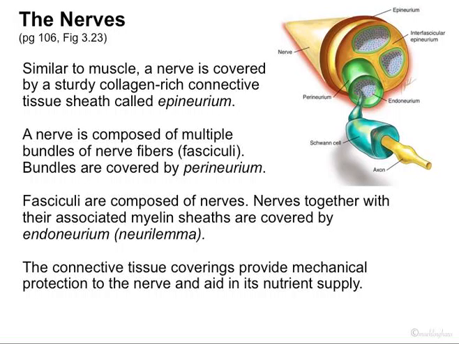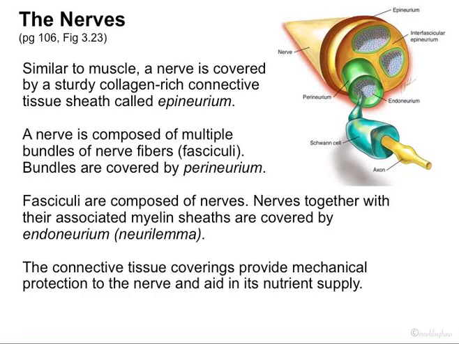And then when we look on the inside, we have multiple bundles of nerve fibers, and those are known as fasciculi. And those bundles, they're similar type nerves, and they're also wrapped, in what we call a perineurium. Just wrappings, envelopes. And then the fasciculi on the inside are composed of many individual nerves, and those nerves together with their associated myelin sheath, that's the fat wrapping around it, are also covered with a membrane, and that membrane is called the endoneurium. Sometimes they call that the neurilemma as well, but endoneurium is the more used term.